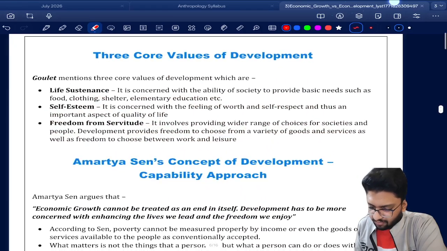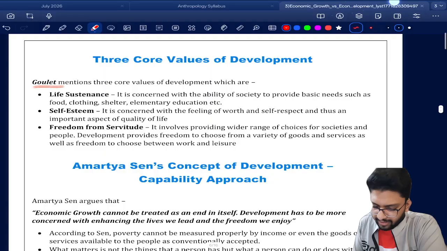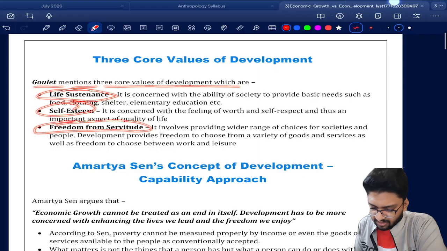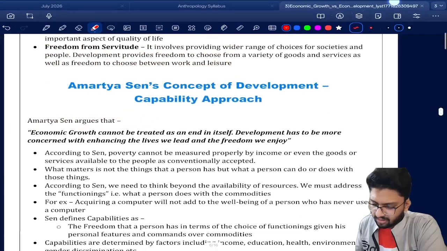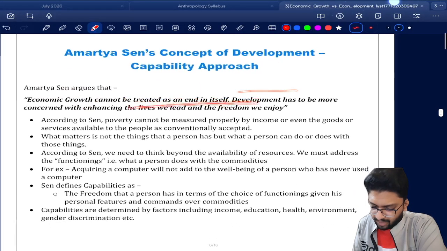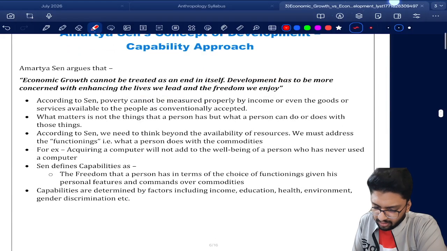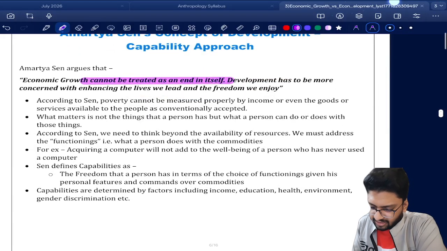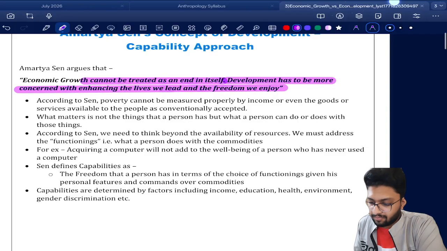Three core values of development. Goulet mentions three core values of development. They are life sustenance, self-esteem, and freedom from servitude. Amartya Sen's concept of development: the capability approach. Amartya Sen argues that economic growth cannot be treated as an end in itself. Development has to be more concerned with enhancing the lives we lead and the freedom we enjoy.